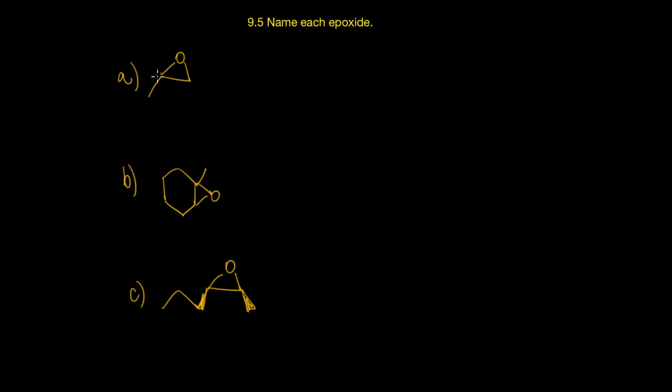So propylene is 3 carbons with a double bond. So we can name this propylene oxide. And that's because propylene can react to give you this molecule, which is called propylene oxide. It's one of the easier ways to name epoxides.